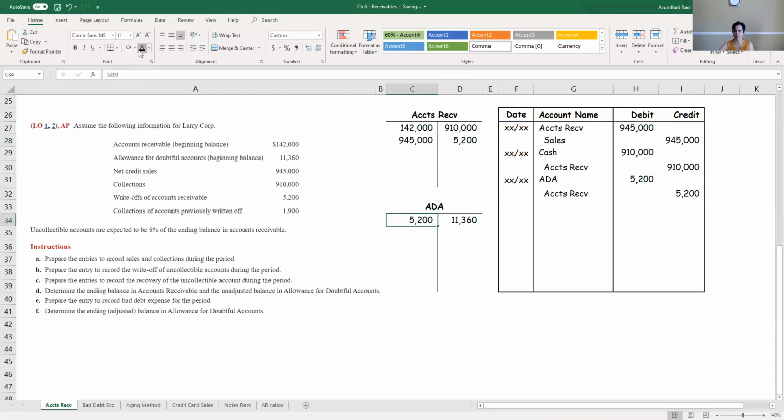At the same time, I'm debiting allowance for doubtful accounts, so I'm decreasing this as well by $5,200. The net effect on net receivables is zero after this journal entry because both accounts have been decreased. Their normal balances, in this case it was a credit, in this case it's a debit, they both have been decreased.